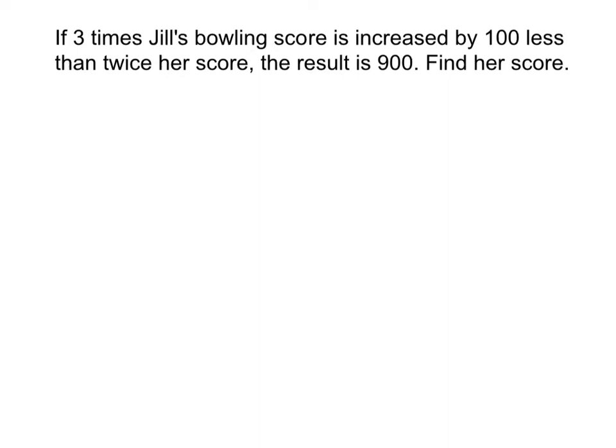The last example is example number 4. If 3 times Jill's bowling score is increased by 100 less than twice her score, the result is 900. Find her score. What's x? X would be her score. So x represents her score. So every time you see the word score, which would be here and here, you're going to plug in an x. So now just slowly go through the sentence and write down what you know.